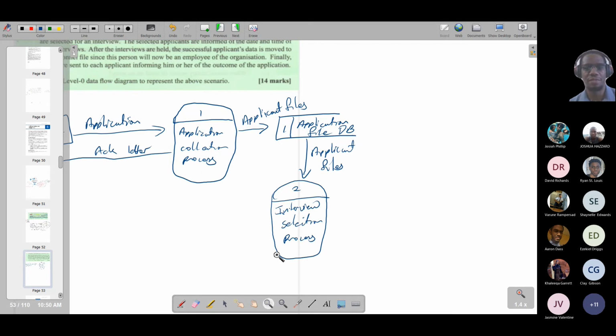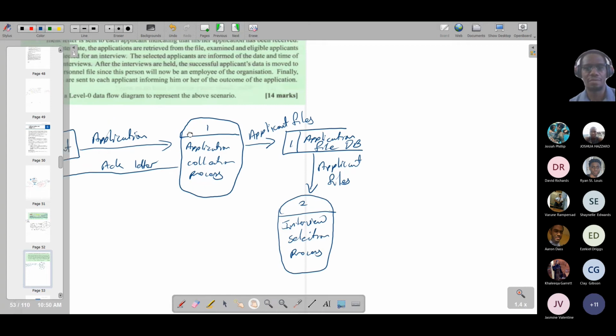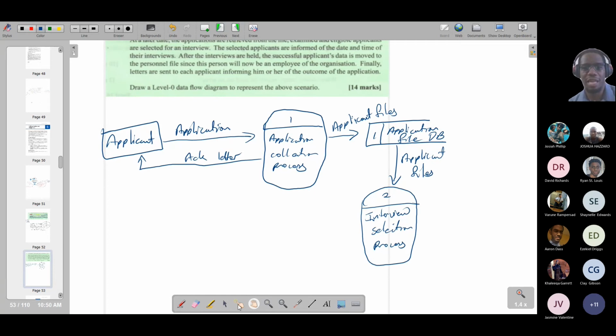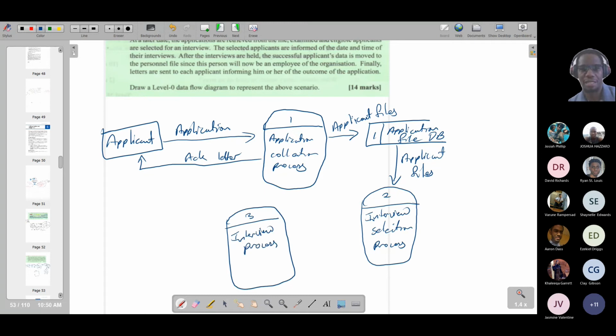And so in the interview selection process, what happens? The selected applicants are informed of the date and time of their interviews, right? The applications are retrieved from the file, examined, and eligible applications are selected for an interview. So what does this mean? It means that we push information into the interview process, right?